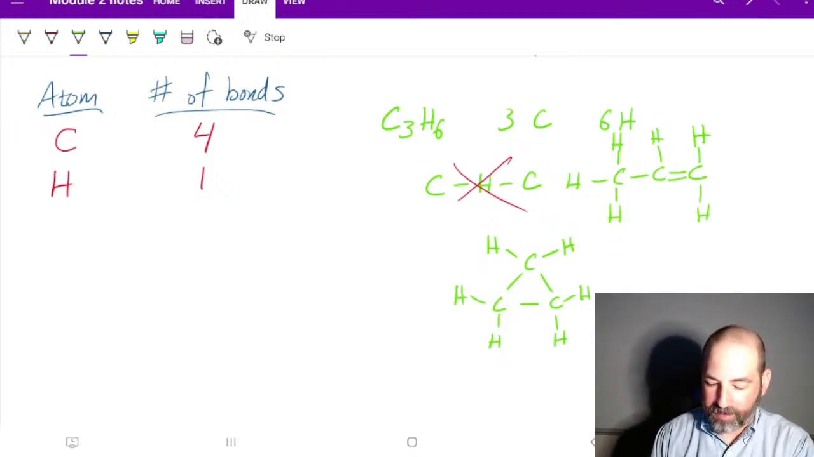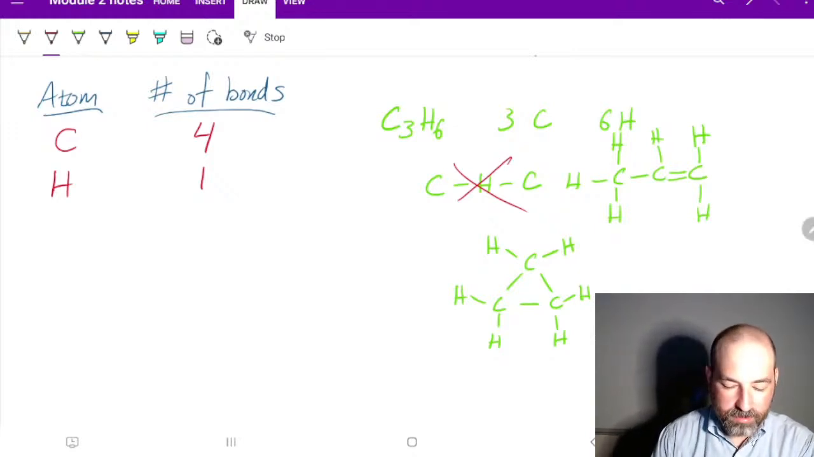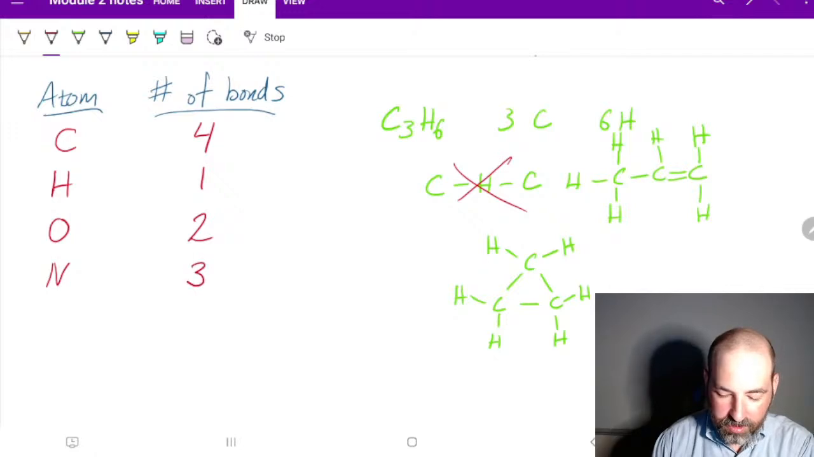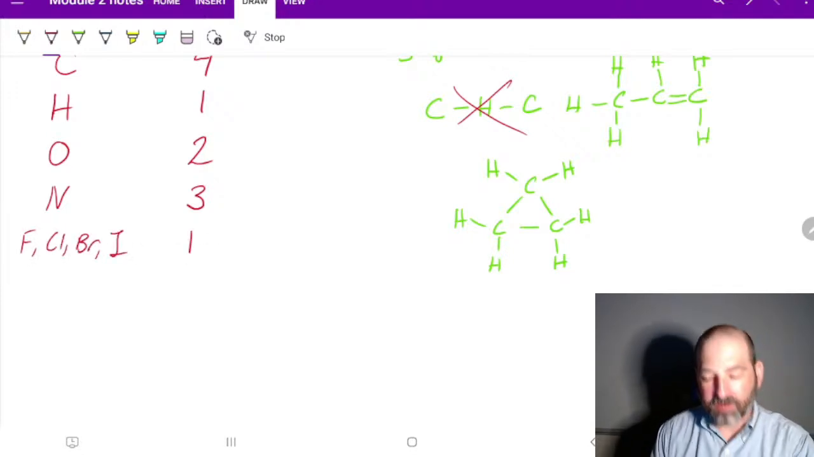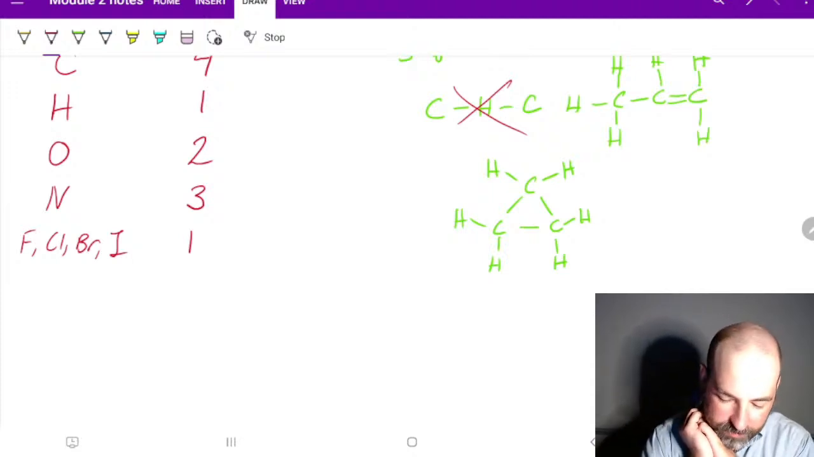Okay, so let me give you a couple other rules. Oxygen is generally going to make 2 bonds. Nitrogen usually 3. The halogens, which is fluorine, chlorine, bromine, and iodine, are generally just going to make 1. Just like hydrogen.